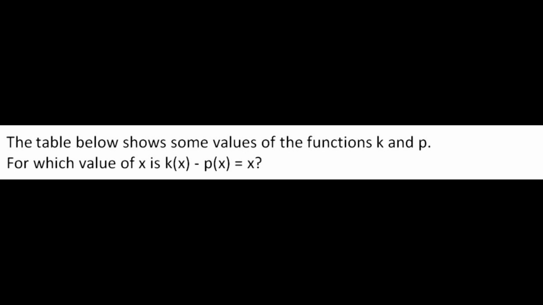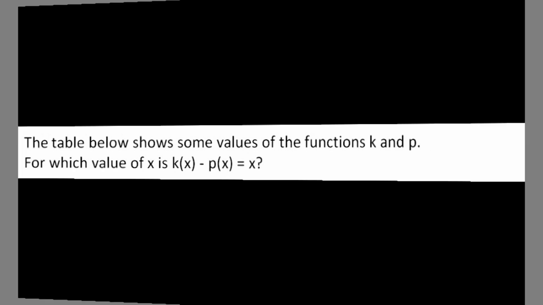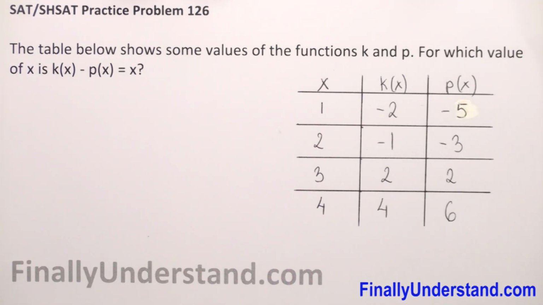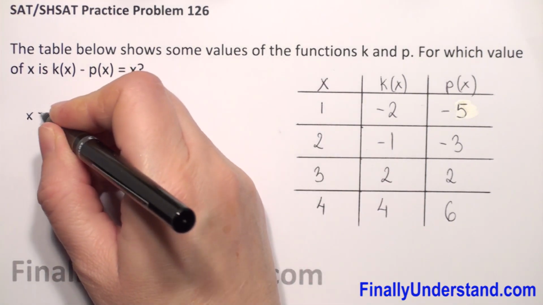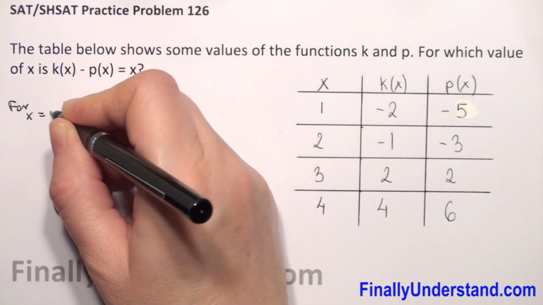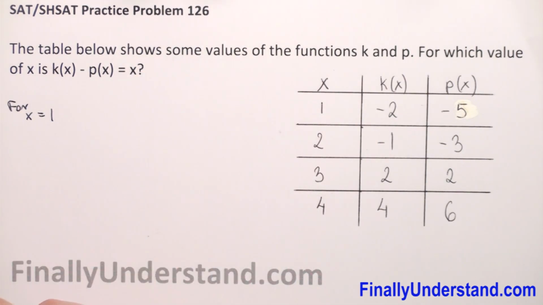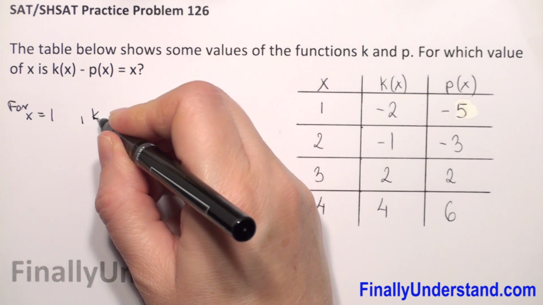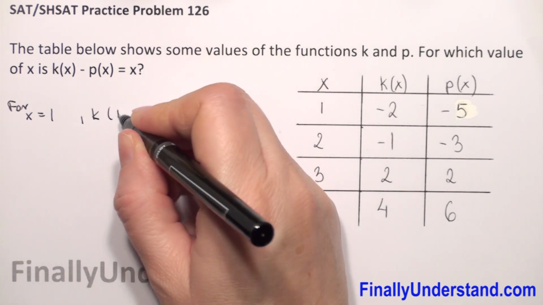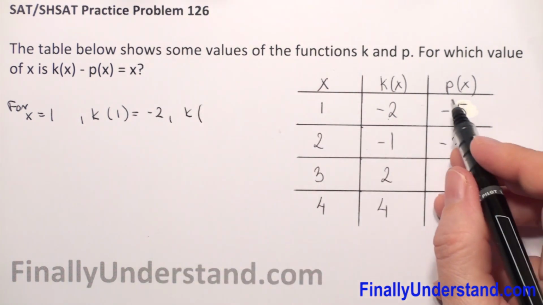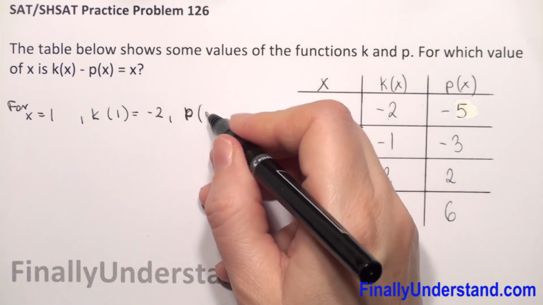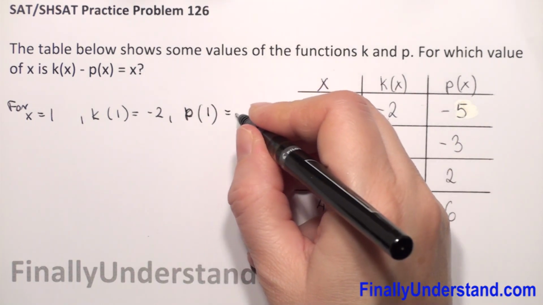The table below shows some values of the functions k and p. For which value of x is k of x minus p of x equal to x? So let's see what will be for x equals 1. For x equals 1, we have that k of 1 is equal to negative 2, and p of 1 is equal to negative 5.